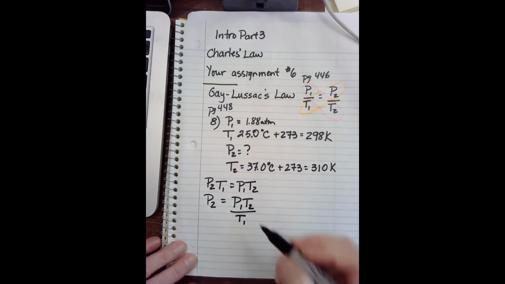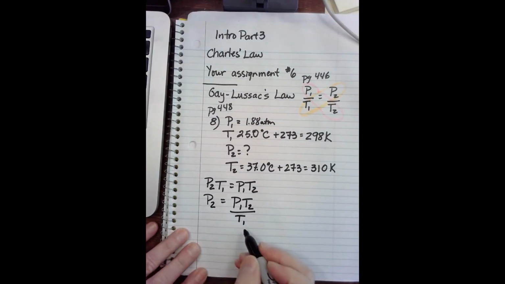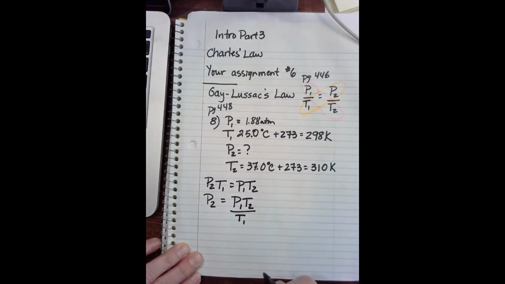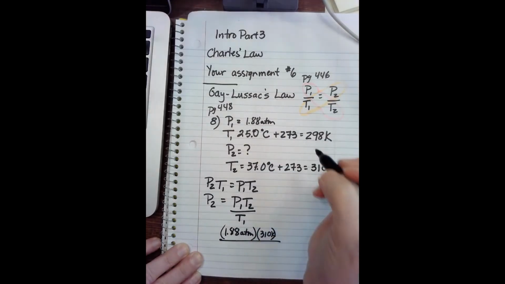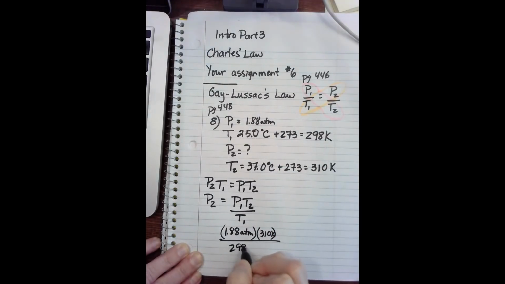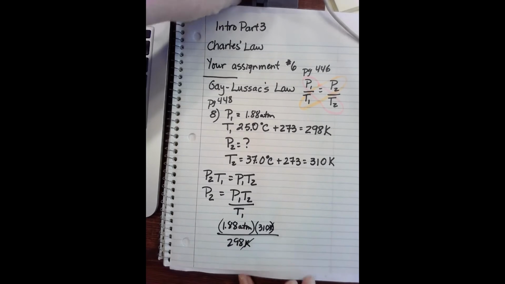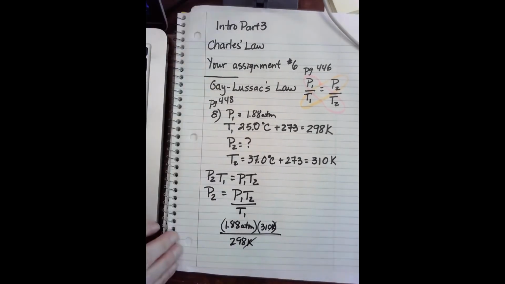All right. So now we can plug in. I'm just going to do this under here. So this gets us our pressure 2. We're solving for P2. P1 is 1.88 atm. The second temperature is 310 Kelvin divided by the first temperature, which is 298 Kelvin. We see that Kelvin is going to cancel. We're left with atm as a unit. So that is the correct unit that we have there.